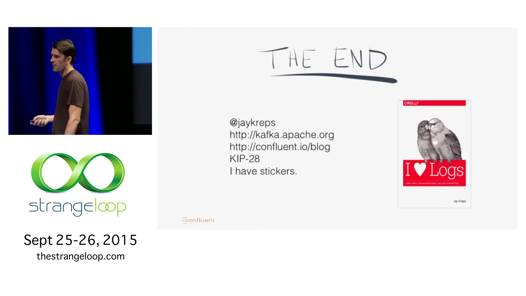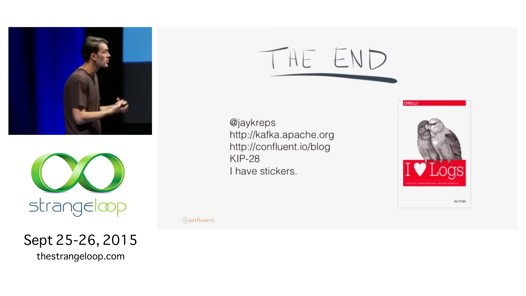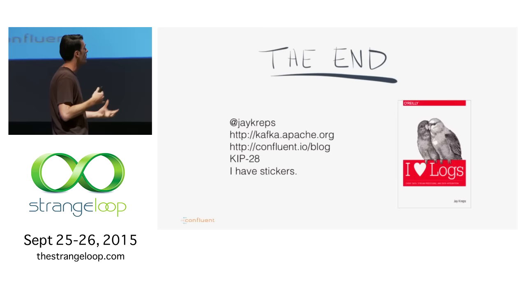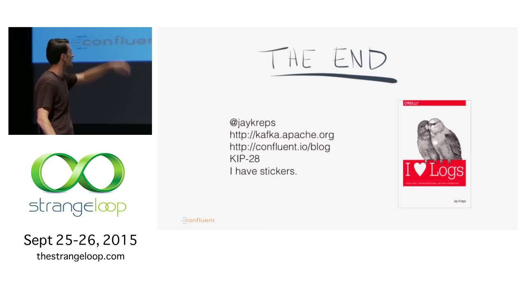And so if you're interested in these ideas, Kafka is an open source project. It's an Apache project. You can read about it there. We have a pretty active blog about Kafka and stream processing stuff at Confluent. That Kafka Streams work I talked about, there's actually a design document. If you Google KIP-28, you'll read all about it.